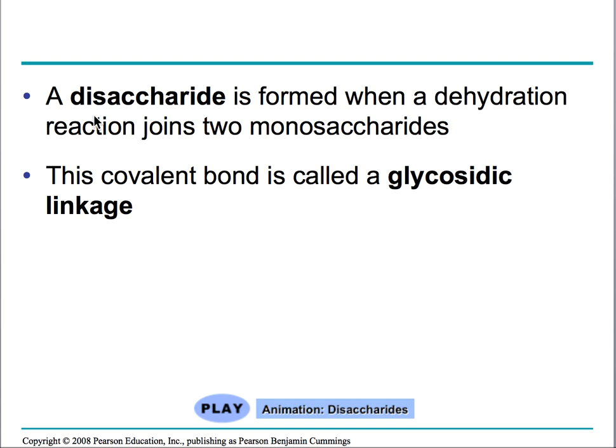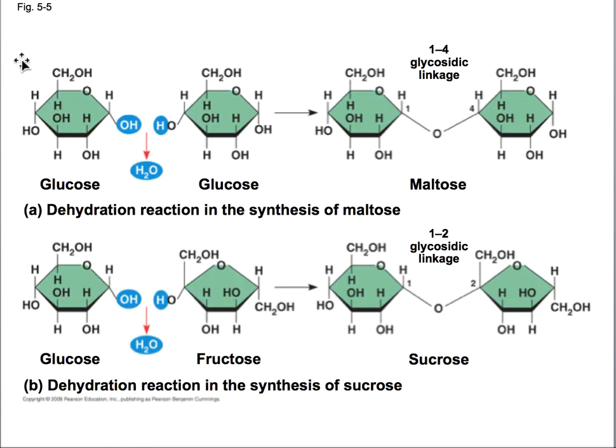A disaccharide, obviously di is 2. So when you get 2 of the monosaccharides together, we call that a glycosidic linkage. So when we link them together, it says you the answer. I was going to try to hide it, but I can't. So this is dehydration, which means we pull a water out.